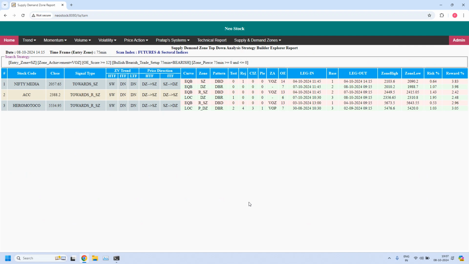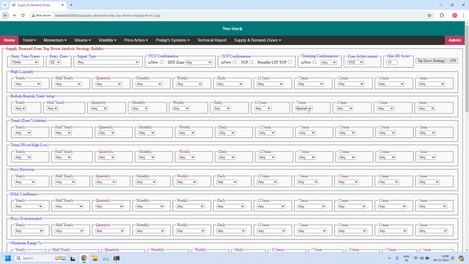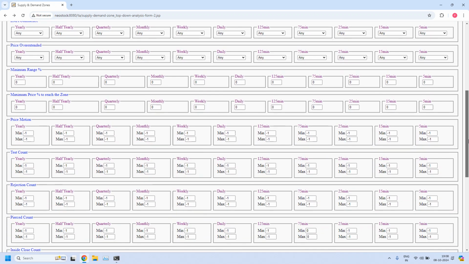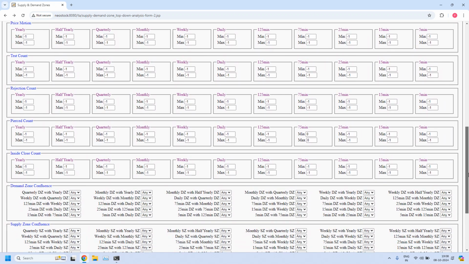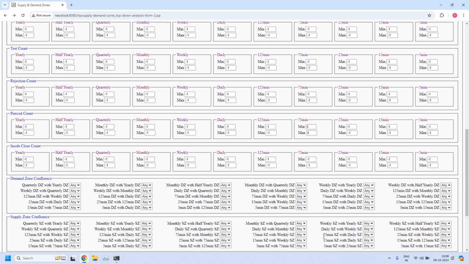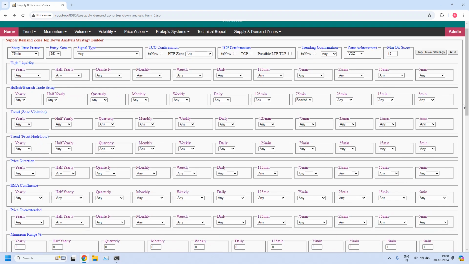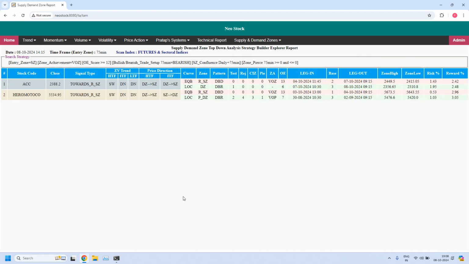Okay, now how many of these stocks have ITF confluence? Only 3 stocks we got. Let us verify. The 75 minute supply zone is part of the daily supply zone. We need to filter that. So in the supply zone confluence, I am enabling the filter 75 minute supply zone with daily supply zone. Now let's verify. 2 stocks. Both the stocks have ITF confluence.